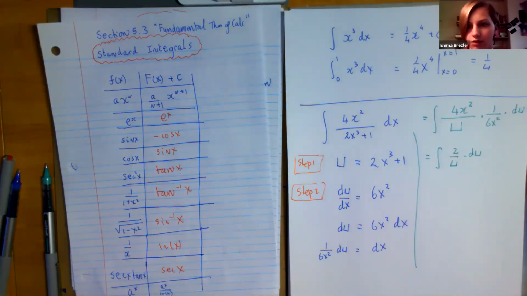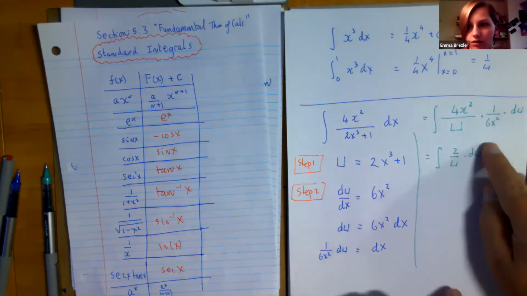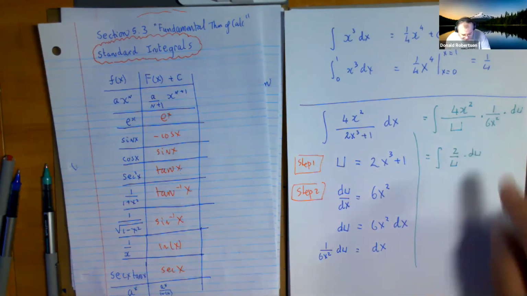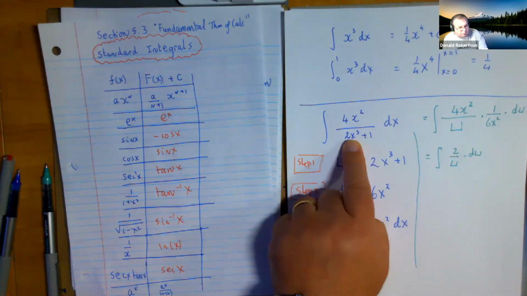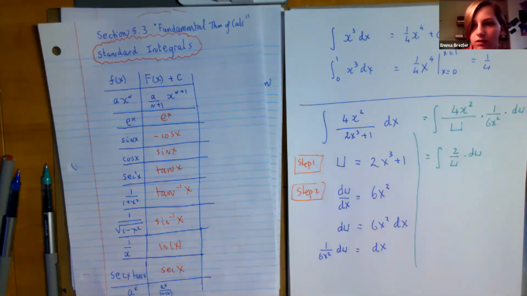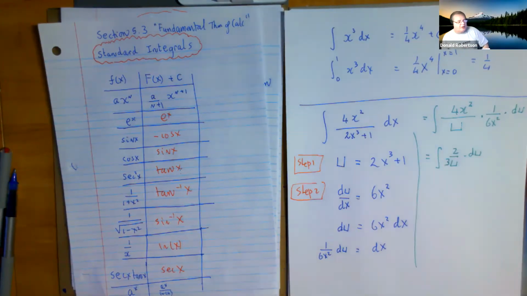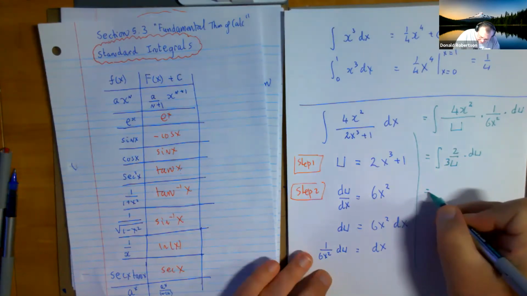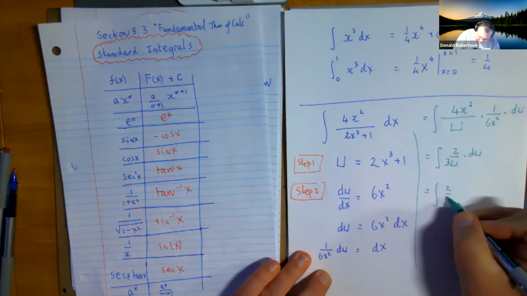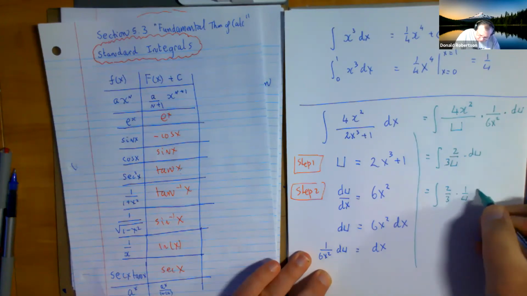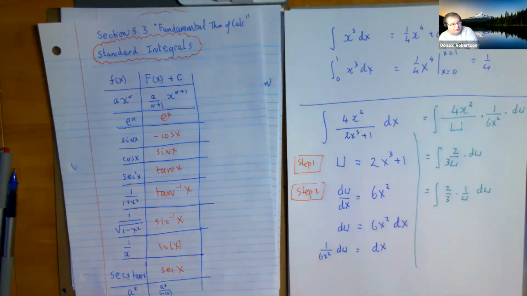What happened to the 3? The 3? Where is the 3? This 3? No, I mean, when you canceled the x's. Oh! That's what happened to it. It's still there. In fact, I'm going to rewrite this thing, kind of overemphasize it. Isn't it 2/3 of 1 over u?